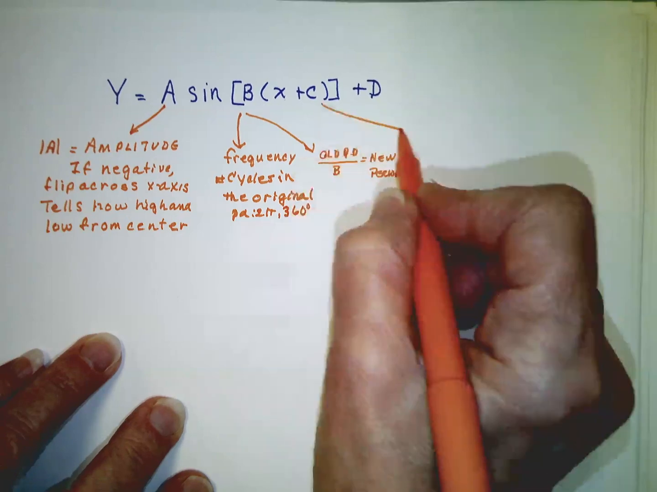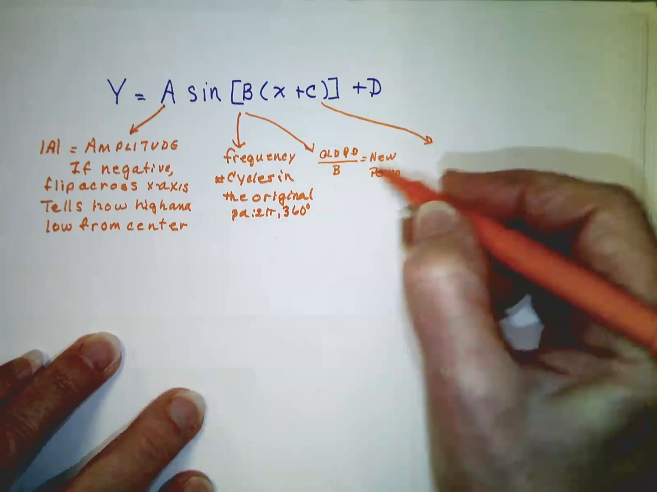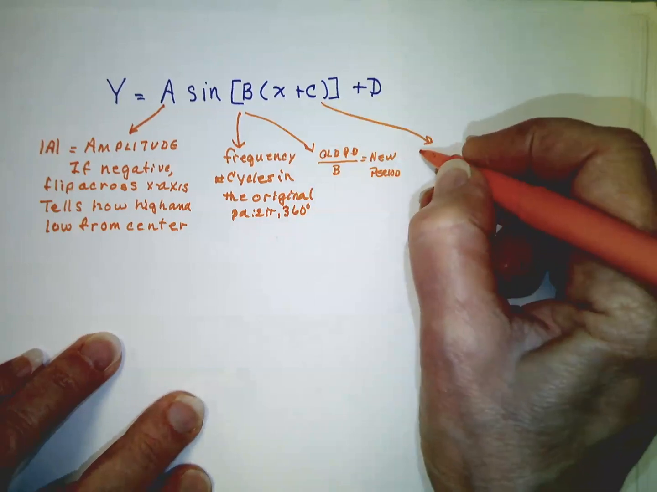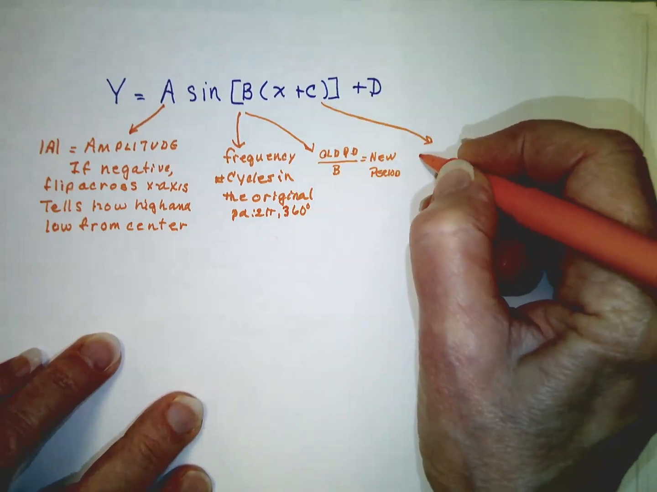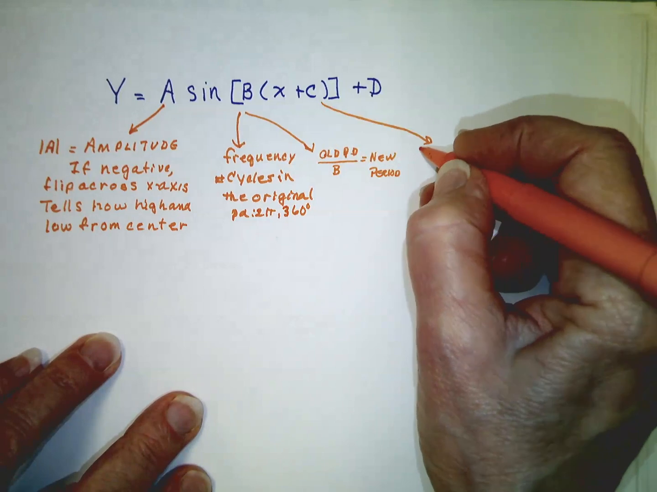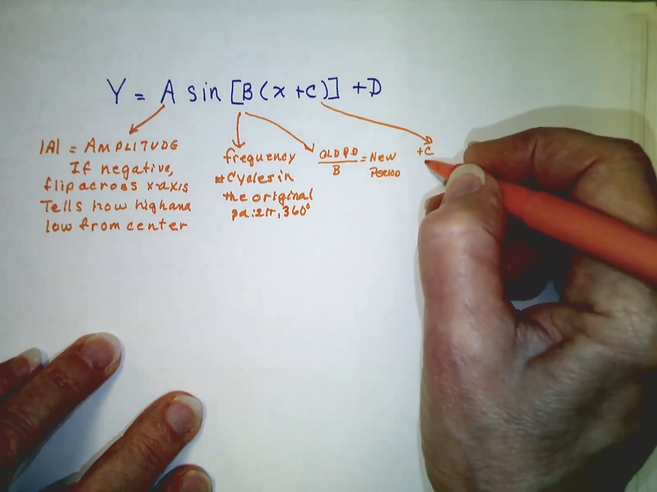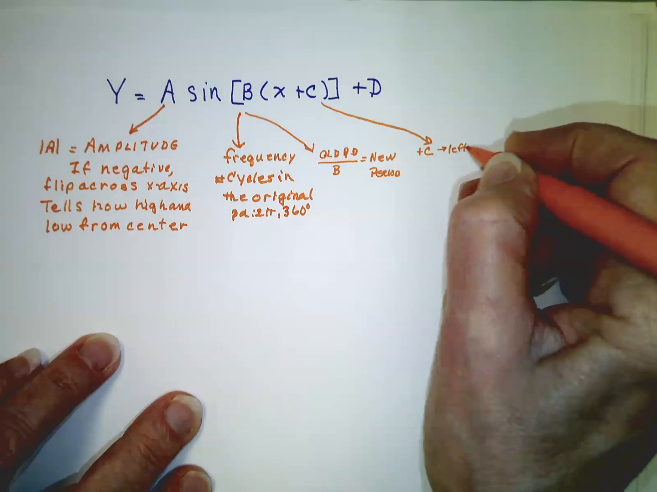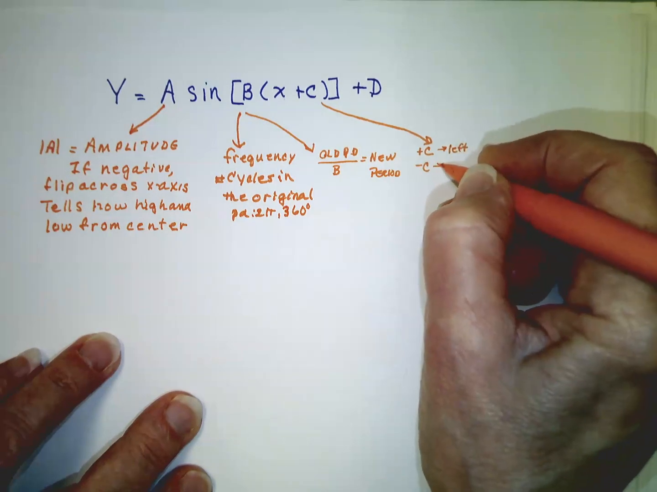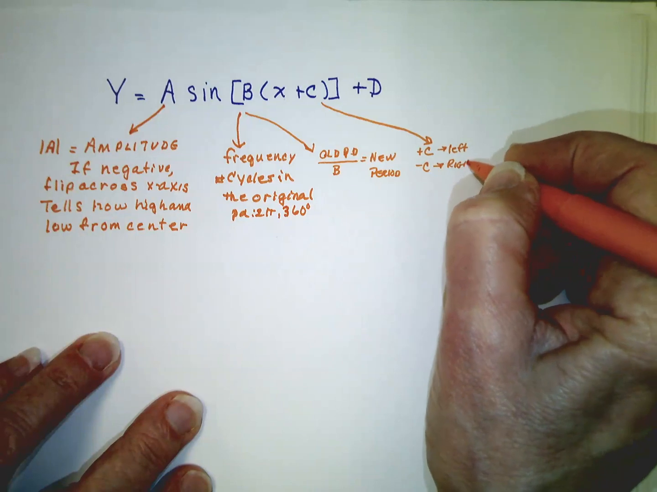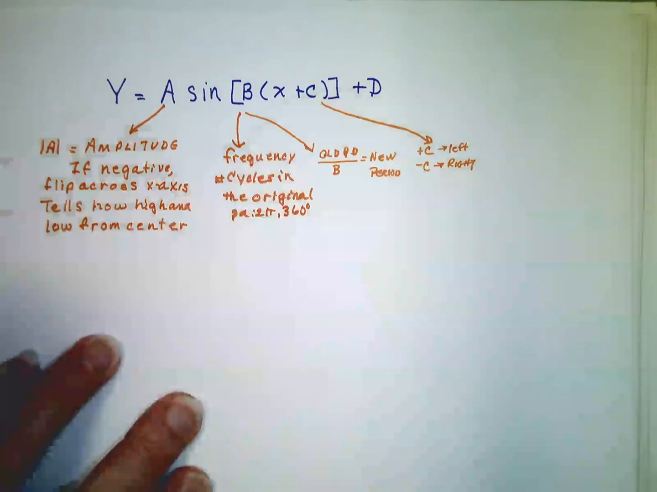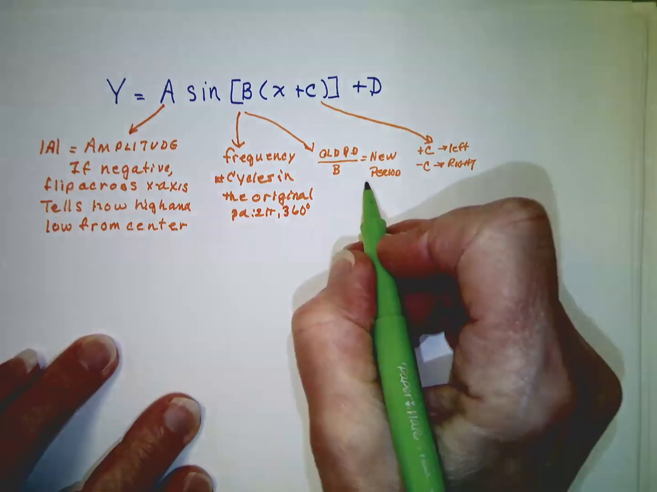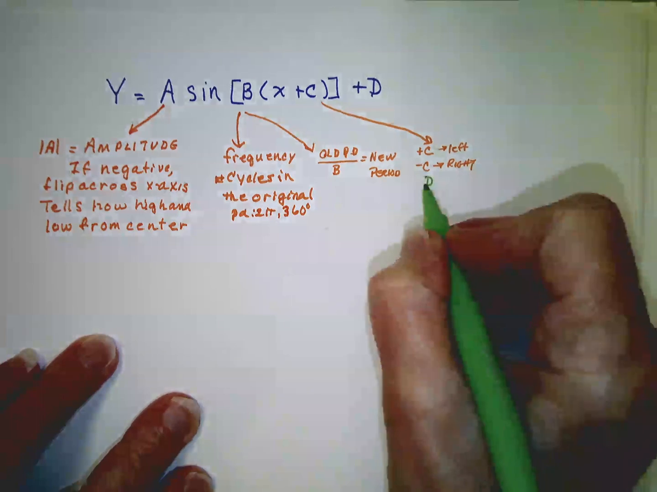The plus c here, that moves it left or right but in the opposite direction. A plus c moves it left, and a negative value c moves it right. And this is called, in wave function terms, this is called the phase shift.